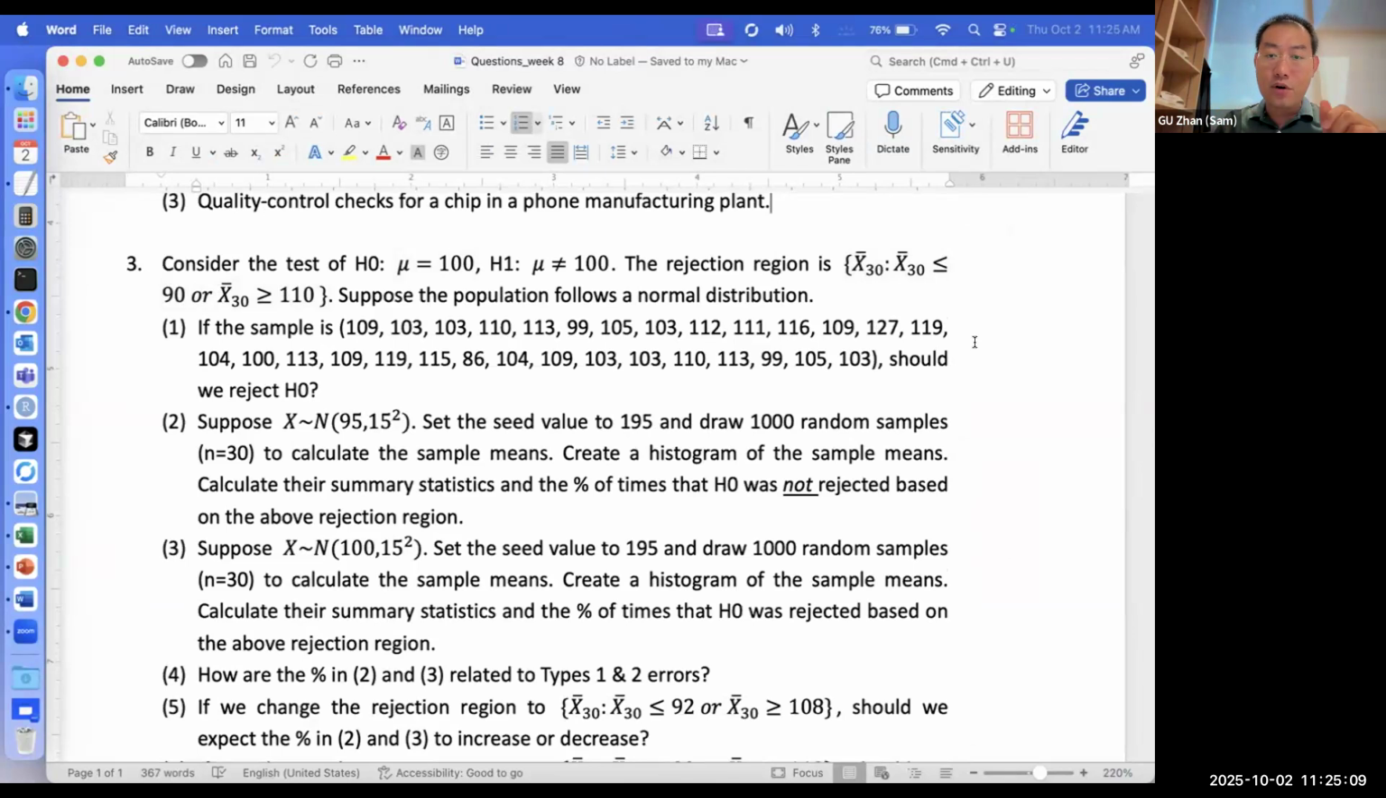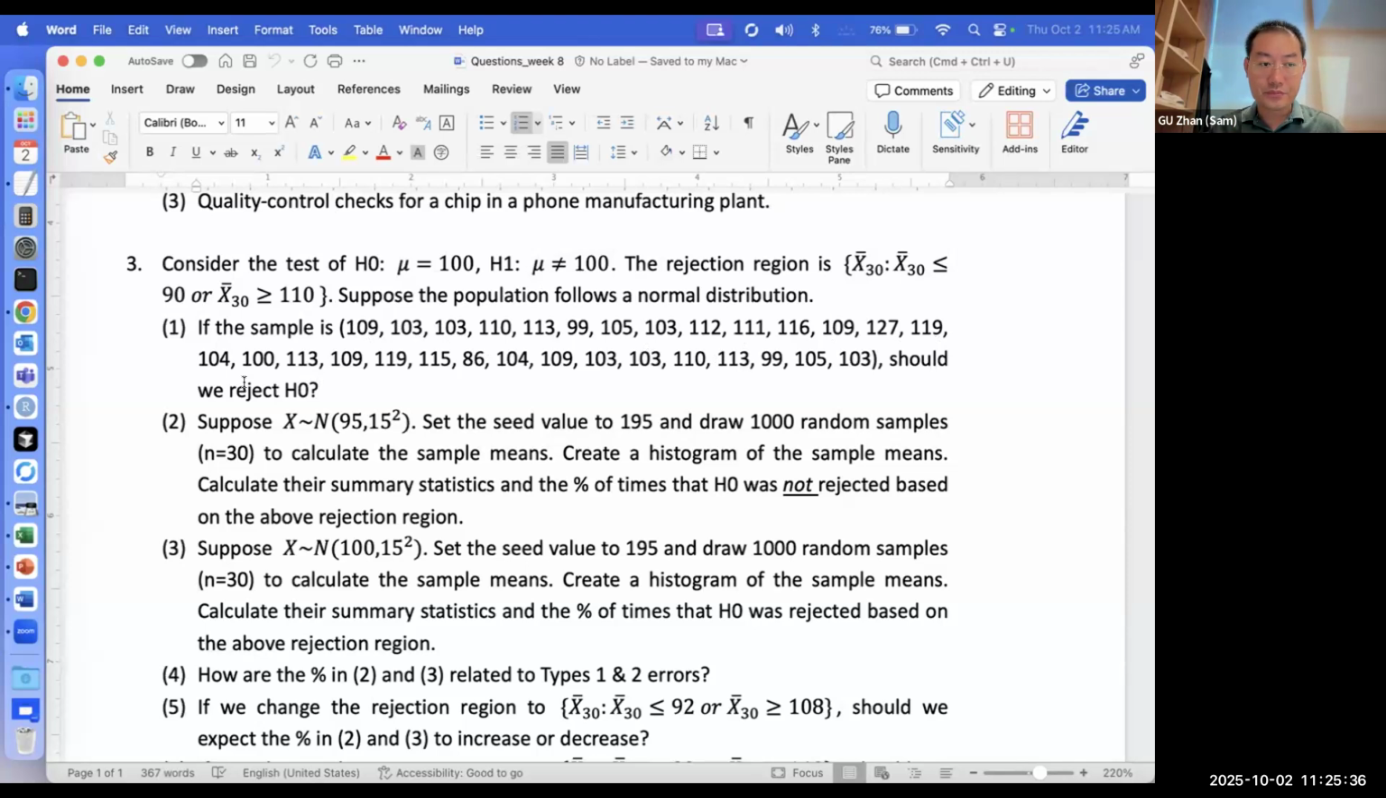Suppose the population follows a normal distribution. Again, it tells you the population follows a normal distribution, so you can use the Z distribution. And your sample size is this. How many samples do you have? 1, 2, 3. Quite a lot.